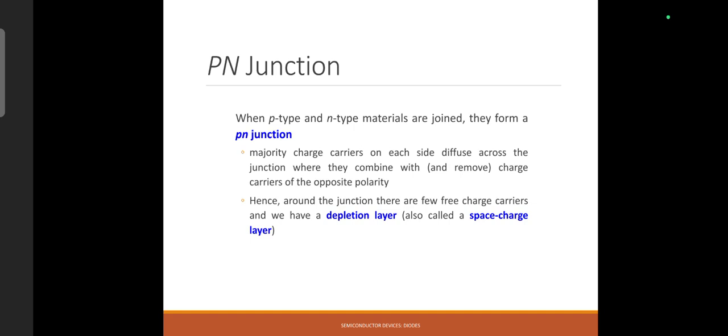As these electrons and holes combine, they cancel each other near the junction. As a result, a region with very few charge carriers is formed. The region is known as the depletion region or space charge region. The depletion region plays an important role in controlling the flow of current through the diode.